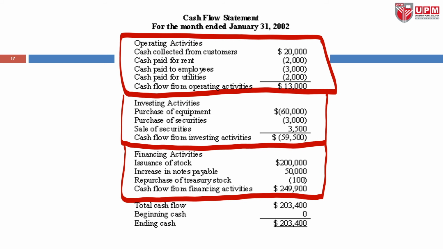So the total cash flow is being denoted here as $203,400. So the ending cash for this particular month is $203,400. This shows how much money that the company has in cash.